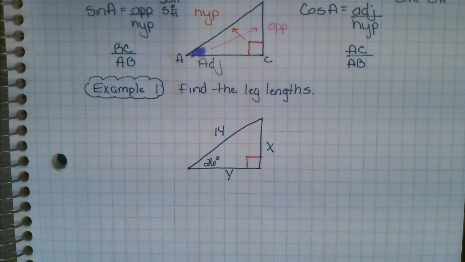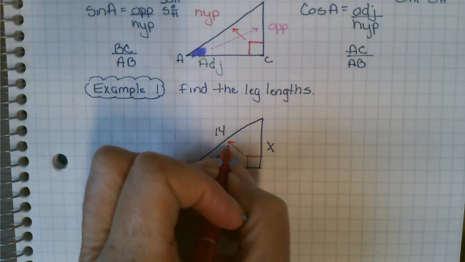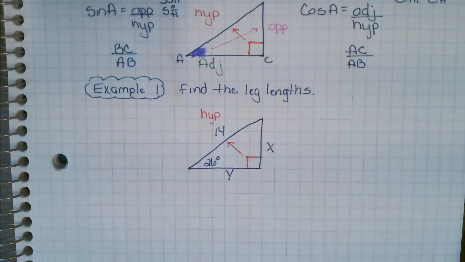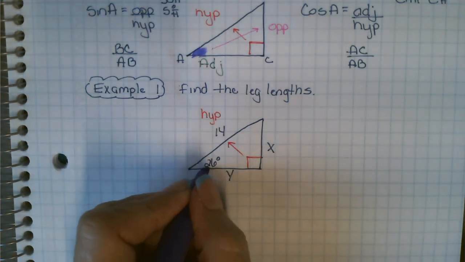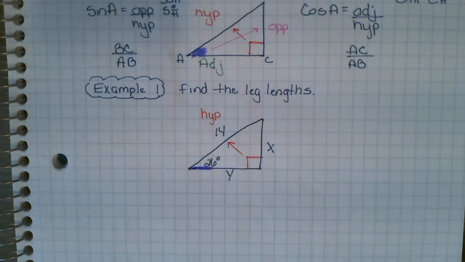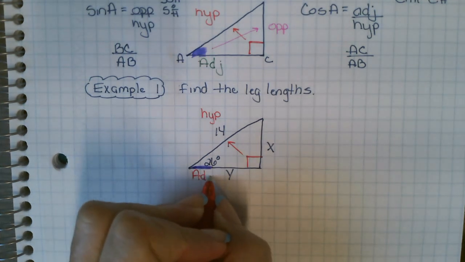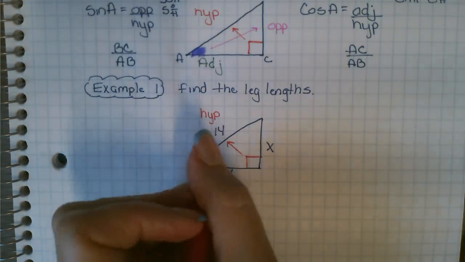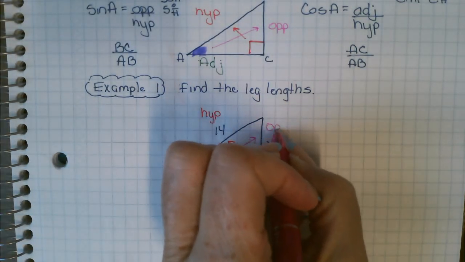The first thing that you need to do is make sure that you label it. If you don't label it, you're going to get it wrong. So I'm going to draw across from my right angle and label that my hypotenuse. Then I'm going to find my adjacent. This is my adjacent at 26, which means when I take my 26 and draw going across my triangle, this will be my opposite.